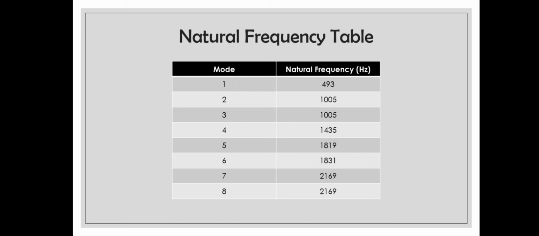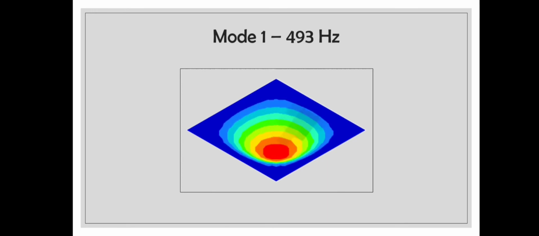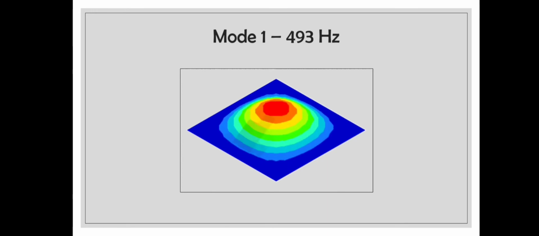So these are the natural frequencies of the plastic plate, that is the 100 by 100 by 2 mm thick plastic plate. I've chosen the first 8 modes, so these are the values. Now these are the natural frequencies. Now let's take a look at the mode shapes. So this is the first mode of the plastic plate at 493 Hz.